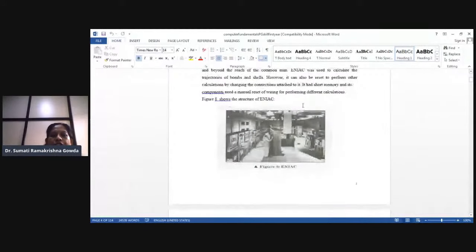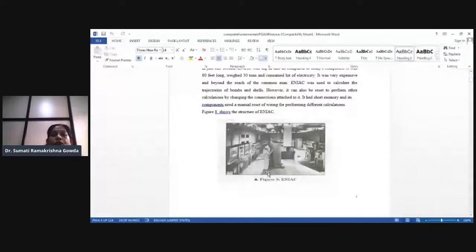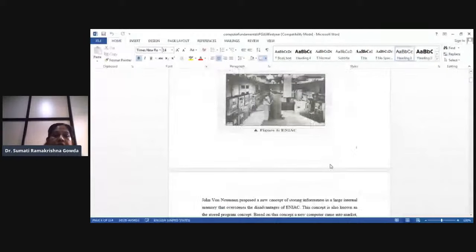Figure 8 shows the structure of the ENIAC. You can see it is a very big computer. It was more than 80 feet long and 30 tons, so imagine how big it is. No normal man can purchase it.